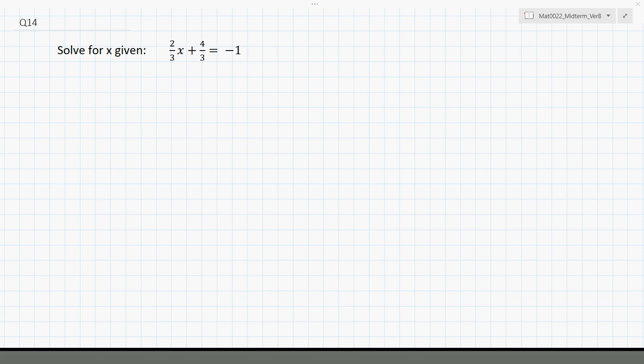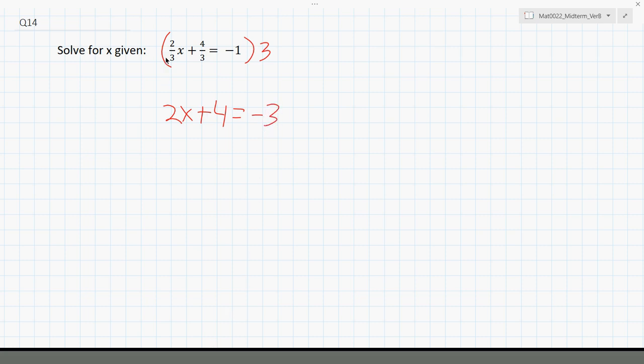In 14, solve for x given. We have fractions. We don't like fractions, but hey, they're all by 3. So what I'm going to do is say both sides of the equation need to be multiplied by 3. When we do that, we're going to do 2/3 times 3. It's going to give us 2x plus 4 equals -3.